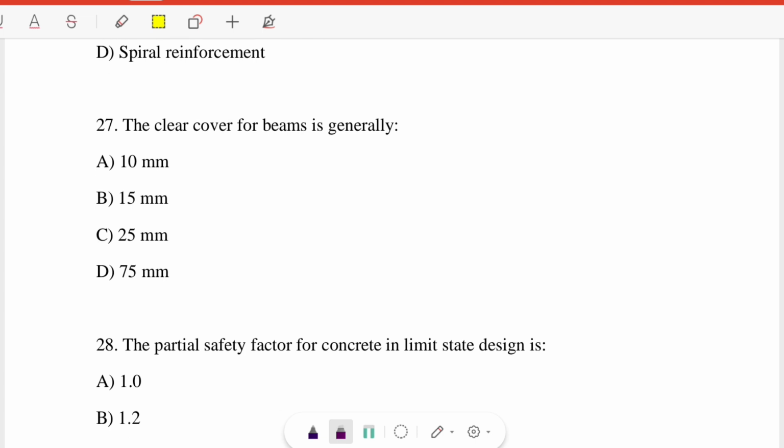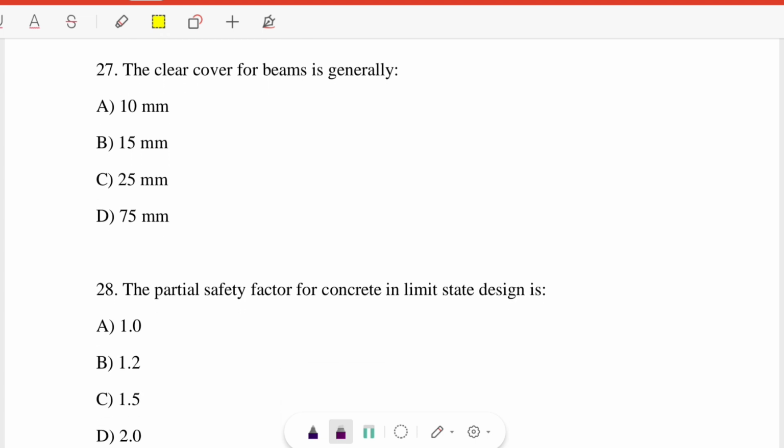Next question, the clear cover for the beam is generally considered as option A 10 mm, option B 15 mm, option C 25 mm, option D 75 mm. So the correct answer is option C 25 mm.